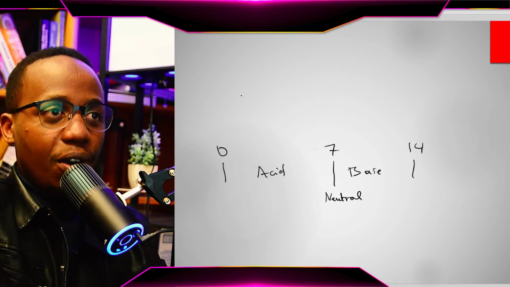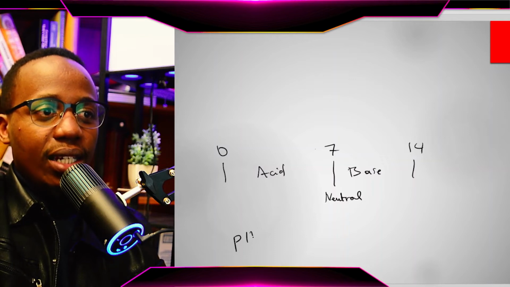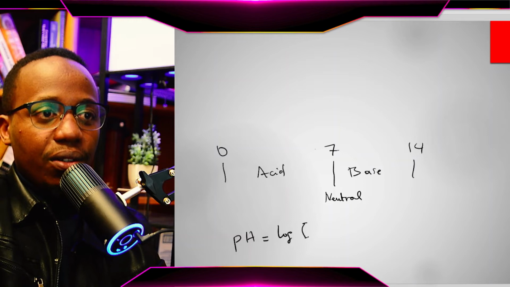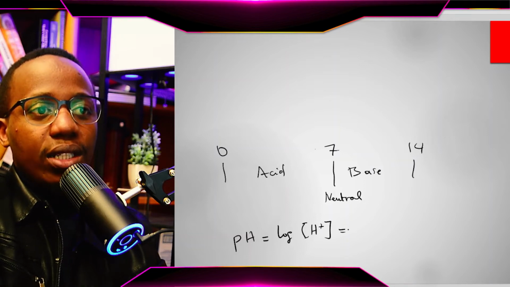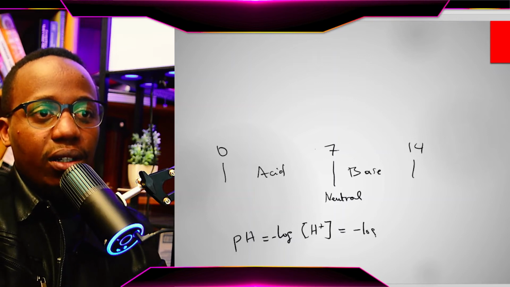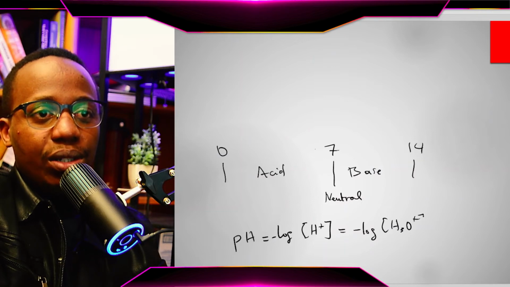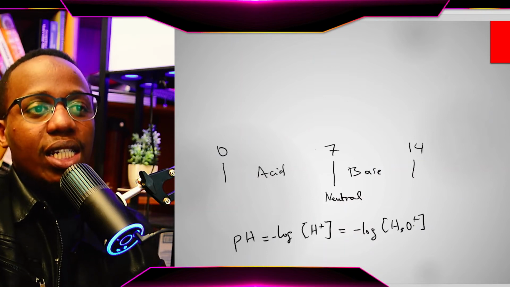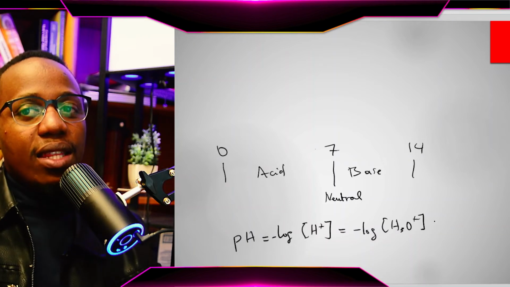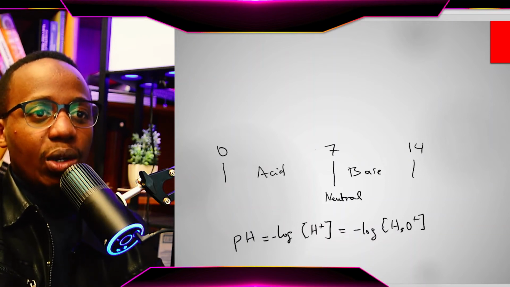And the formula for pH, right, is pH is equal to negative log of the H plus concentration. Or, so this negative here, negative log of the H3O plus concentration. So these are all the same, right? H plus and H3O plus concentration are the same. H3O plus means H plus concentration in water.